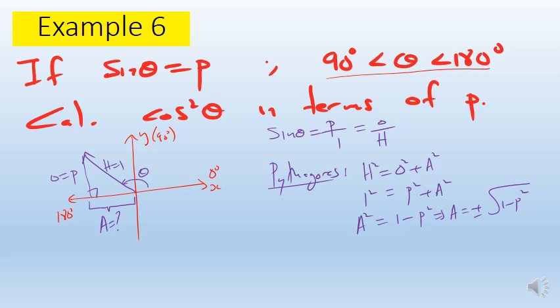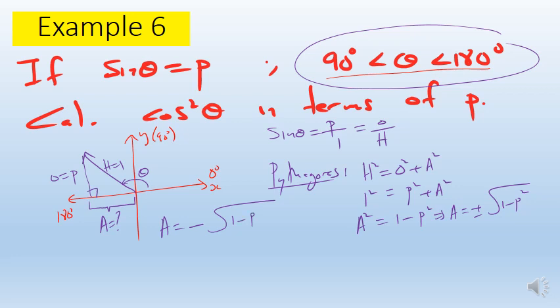But the fact that we've restricted theta to the second quadrant means we have to take the adjacent side to be minus the root of 1 minus p squared, because it's negative. It's to the left of the origin. So the adjacent side is negative.